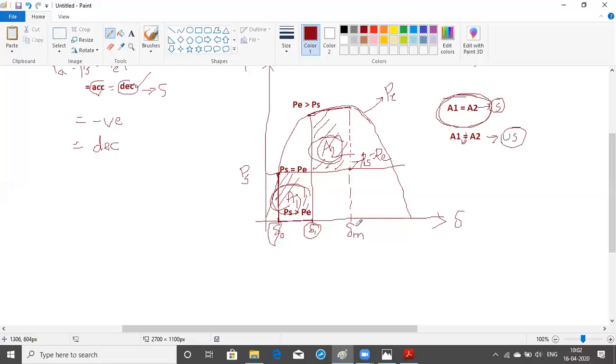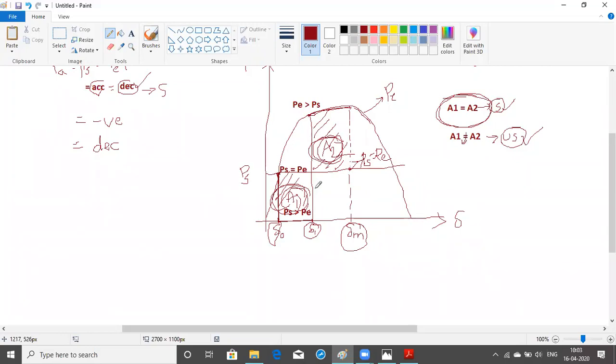What is this point? We are going to call this the delta maximum value. So if you apply the same, this accelerating area is equal to the decelerating area. If these two areas are equal, then we are going to call the system stable. If these two areas are unequal, then we are going to call it unstable, and we are going to call this the graphical method.